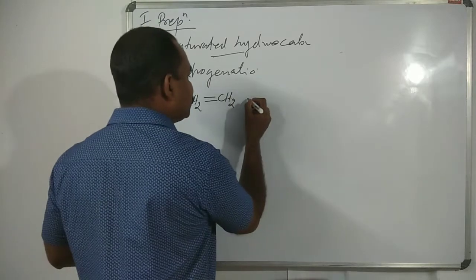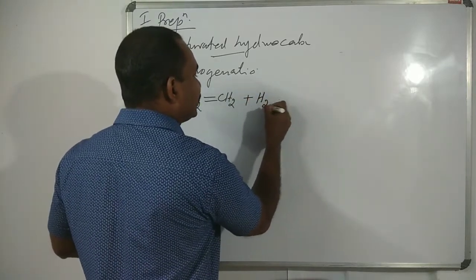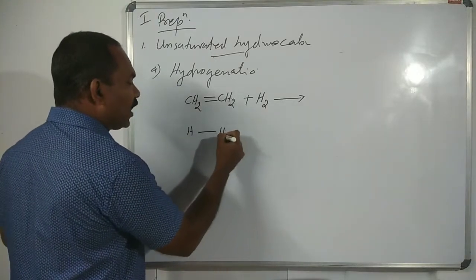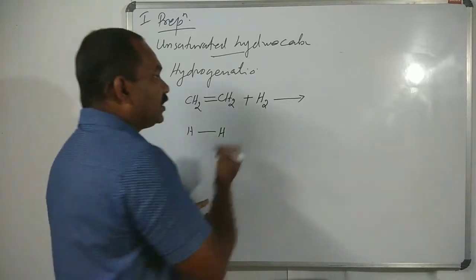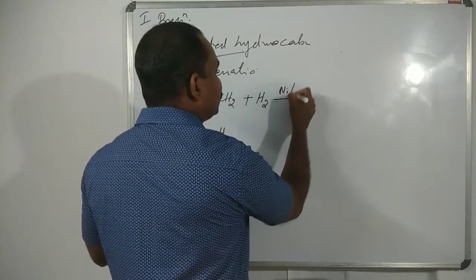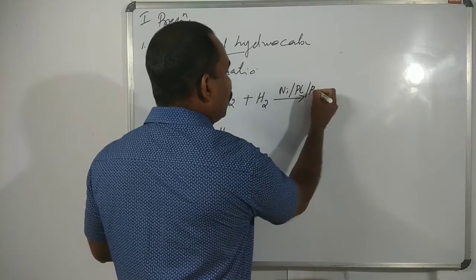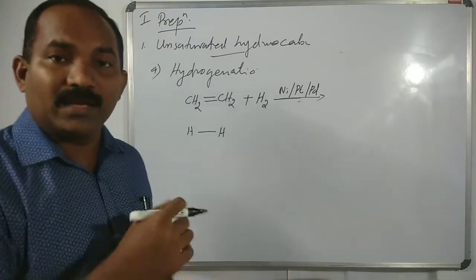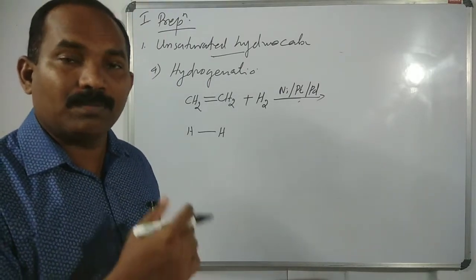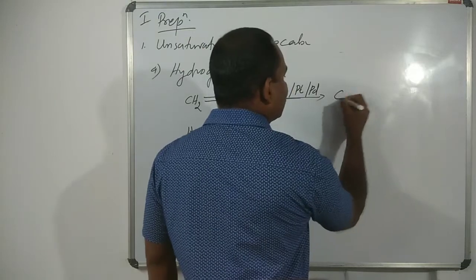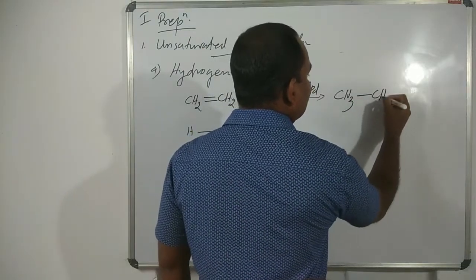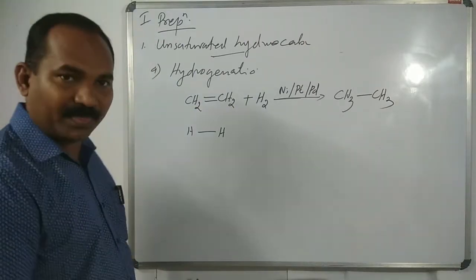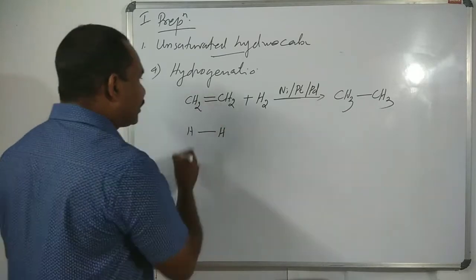CH2 double bond CH2, 1 mole of hydrogen is added in the presence of catalysts like nickel, platinum or palladium. What are the different catalysts used? Nickel, platinum or palladium. We get CH3 CH3. Are you clear? Yes.